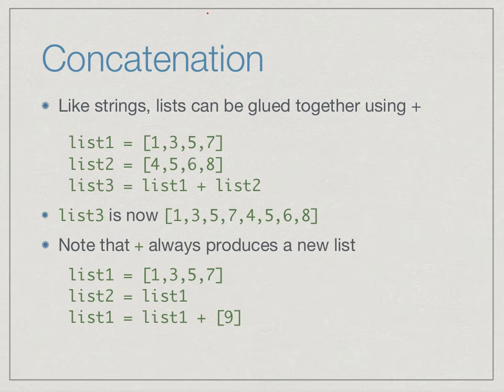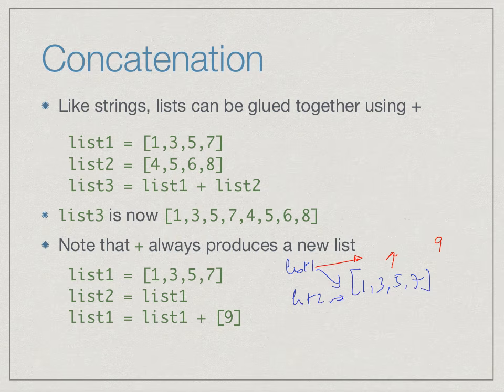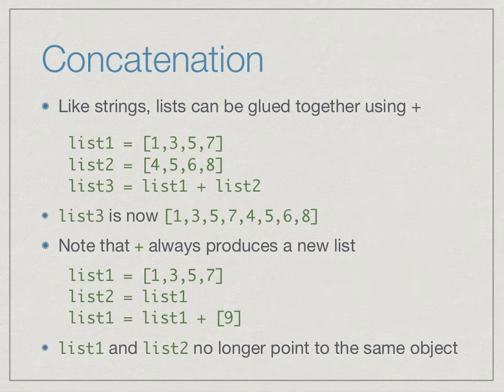One important thing to recognize in our context of mutable and immutable values is that plus always produces a new list. So if we say that list 1 is 1357 and then we copy this list as a name to list 2, so we saw before that we have 1357 and we have two names, list 1 and list 2. Now if we update list 1 by saying list 1 plus 9, this will actually generate a fresh list which has a 9 at the end, and it will make list 1 point there, and list 2 will no longer be the same. Right? So list 1 and list 2 will no longer point to the same object.